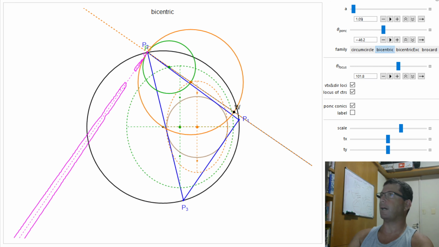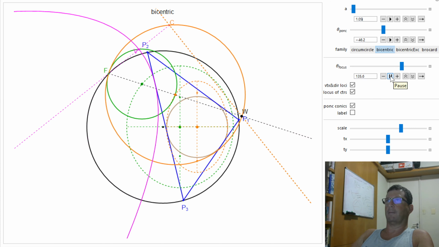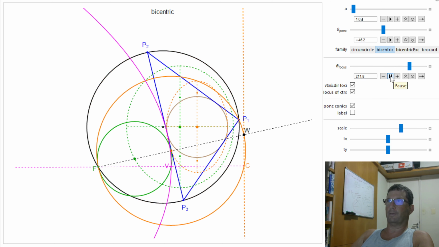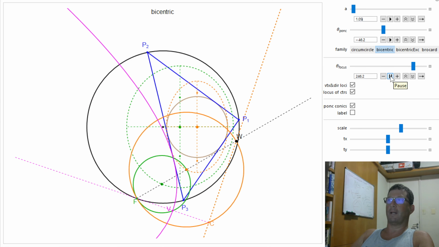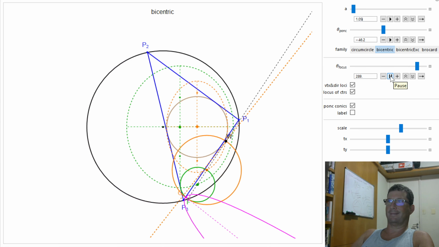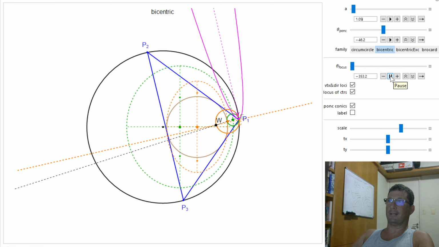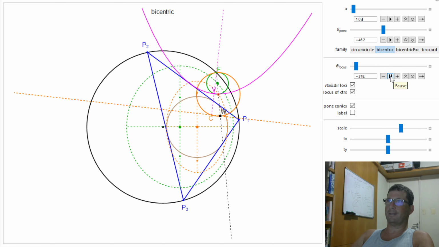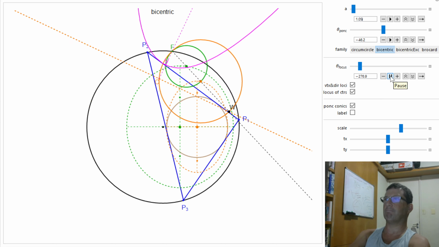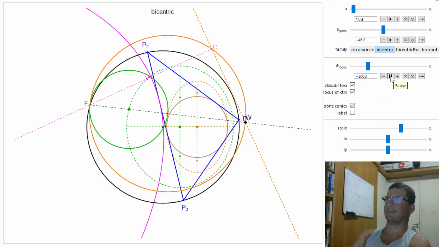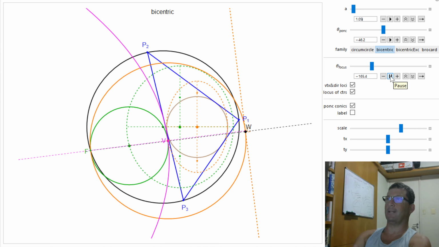Say 105. Here's the bicentric family. Here, as I jog my focus, point W is moving. What is that locus? Is that locus an interesting curve? Is it a circle? Is it an ellipse? It looks interesting. So I'll leave this as an exercise.